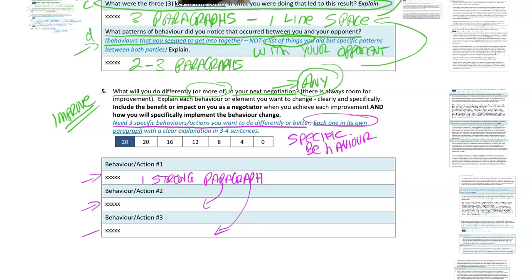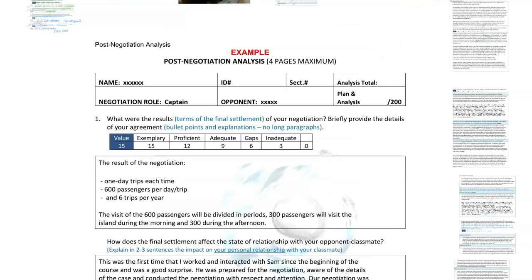Let's examine now what an A-level analysis looks like. We begin by looking at the top. You see it's completed properly. We've X'd out all the data here because of confidentiality, but basically, person's name, their role, their opponent's name. Of course, this is their classmate's name, not the role in the case, ID, section number, and all that.